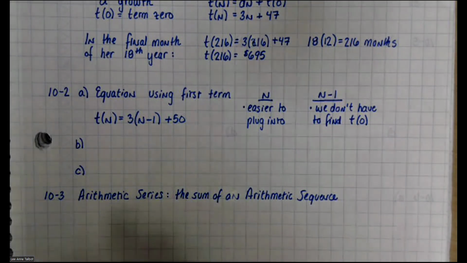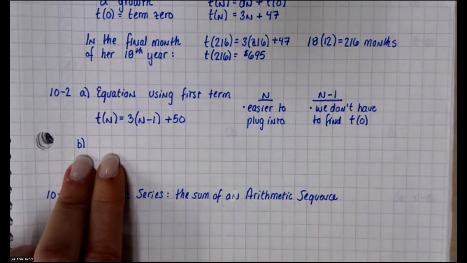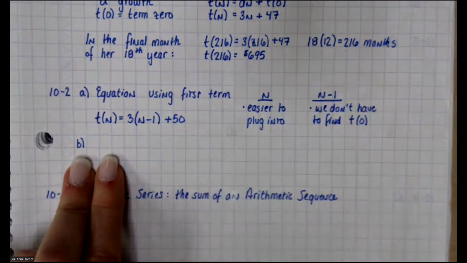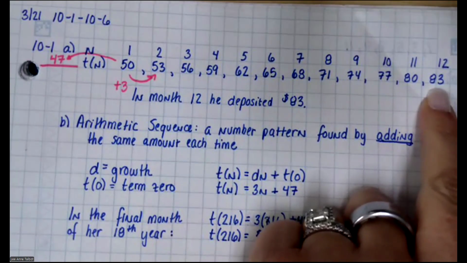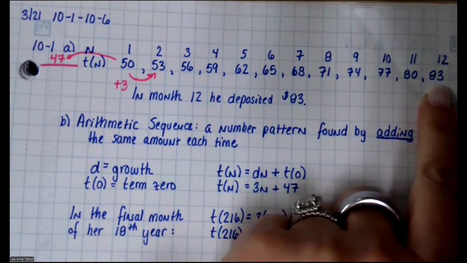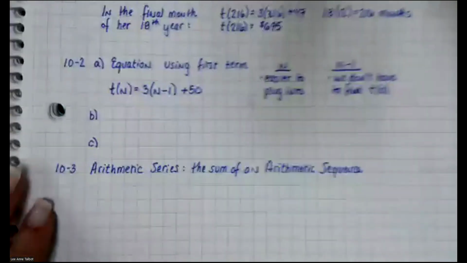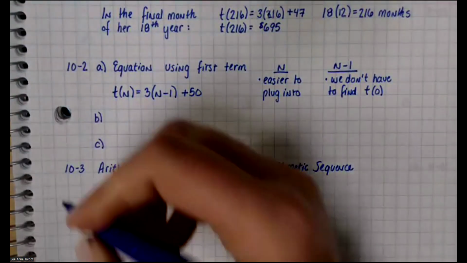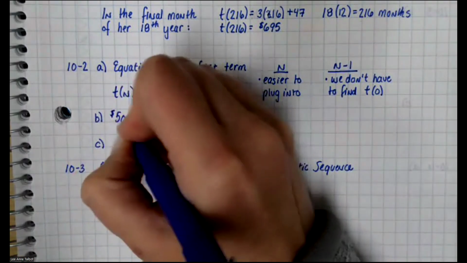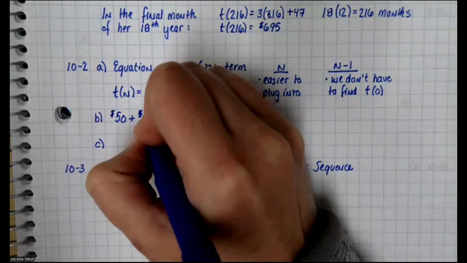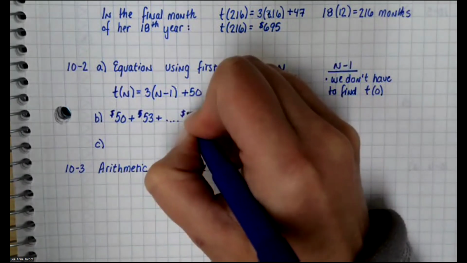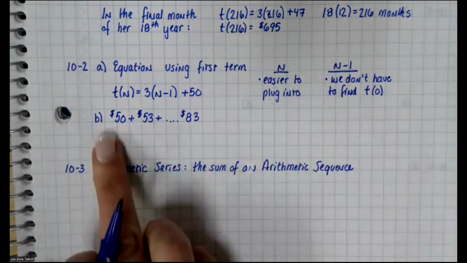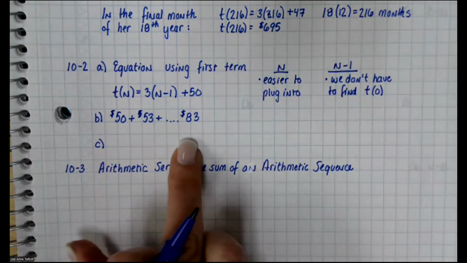Okay, now for B, they want us to find out how much money she got in the first year. Can you guys all trust me to add up all of these numbers or just use my answer from last year? Okay. So $50, $53. Okay, and then a bunch of stuff. And then 83. So pretend there's all 12 numbers there. I'm just too lazy to write them.